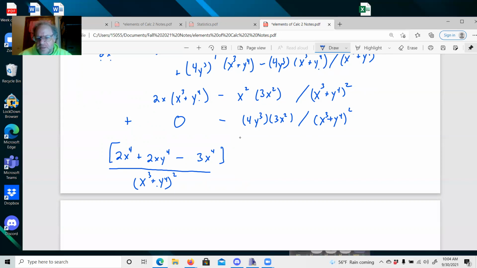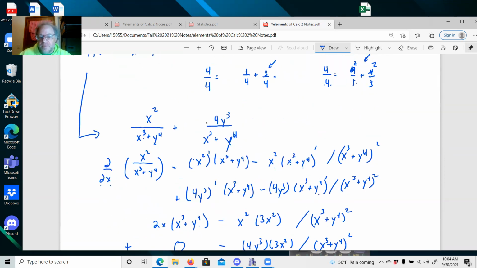Just leave it alone. Okay. Plus, and then what do we have here? We have 12x squared y to the 3rd over (x cubed plus y to the 4th) squared. Right? They have common denominators still because that's how we started, right? We started back up here by just separating these things out because it was just a little bit easier to look at.